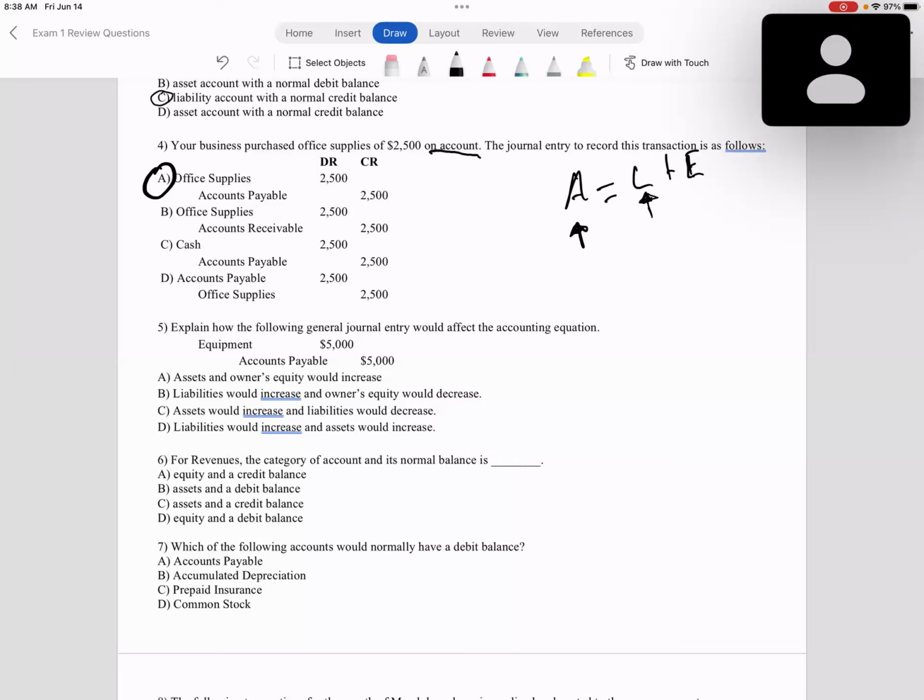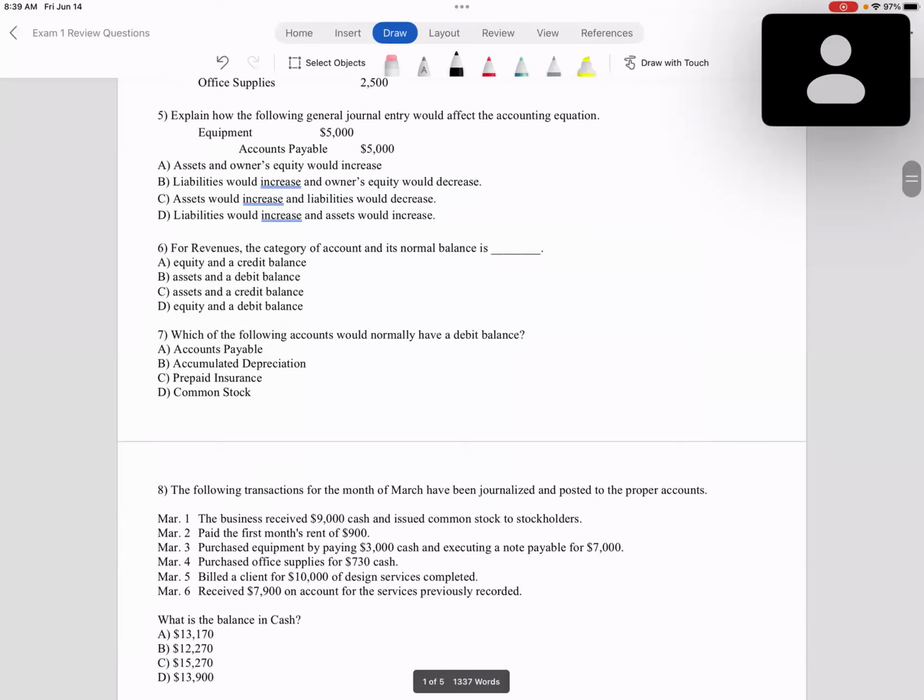And then accounts payable going up. Or sorry, it's a liability account, so accounts payable would be going down. That doesn't make any sense. Office supplies are going down. Also doesn't make any sense. Good. All right. Keep going here.